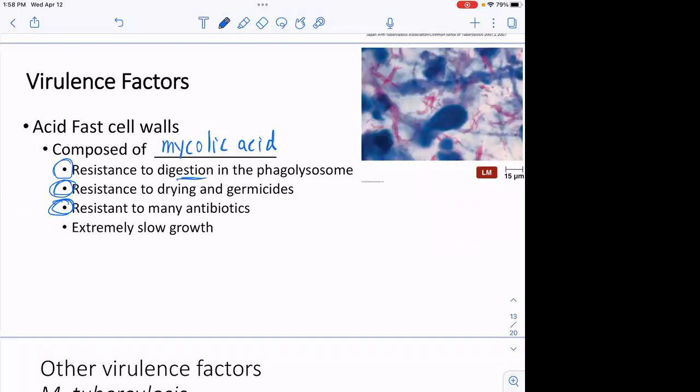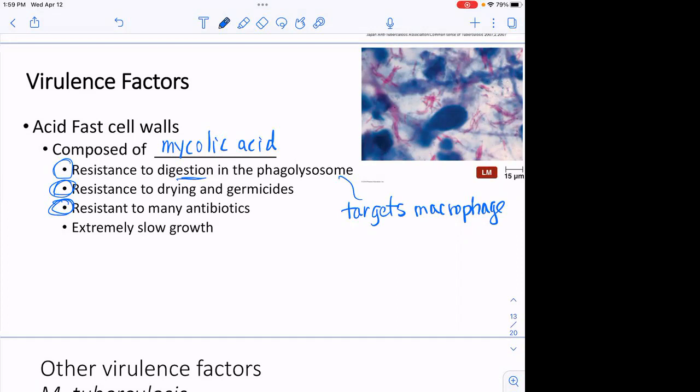In fact, this organism actually grows in macrophages. So the very immune cells that should be fighting it, that's where the Mycobacterium actually lives and reproduces preferentially. So it keeps from being digested and then reproduces in those macrophages. The cell wall does make the organism grow really slowly.